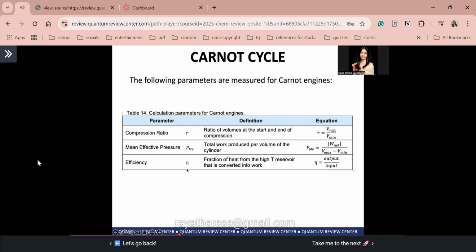Next, we have the efficiency. We can calculate efficiency, which is the fraction of heat from the high temperature reservoir, the hot one, that is converted into work. Our initial temperature is T hot, right? So this is from the hot reservoir. The fraction of heat from the hot reservoir is converted into work as we go through the Carnot cycle. So with that, the efficiency is equal to output over input.